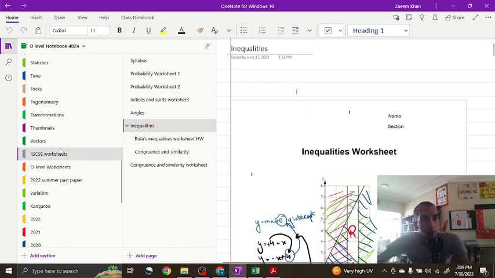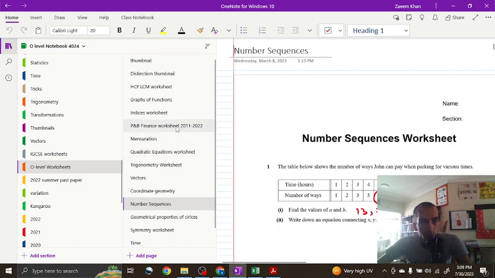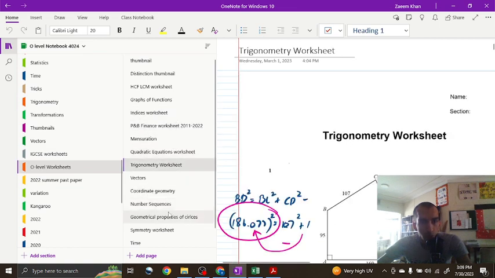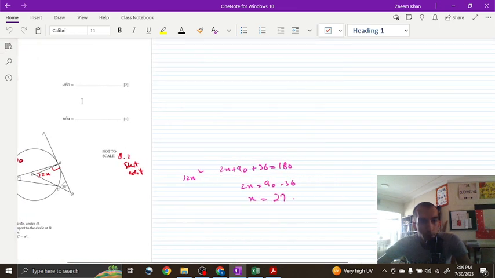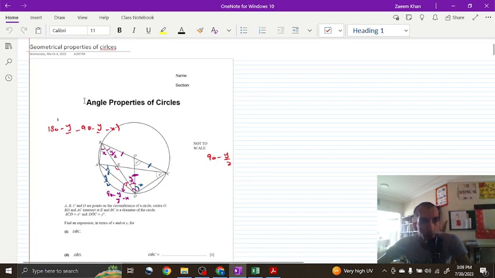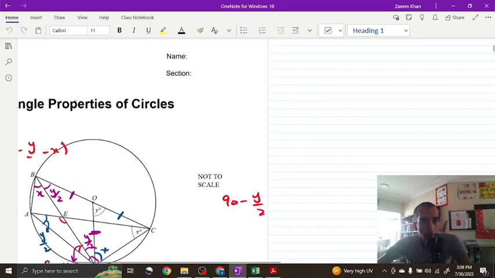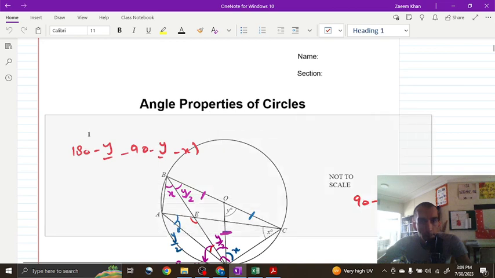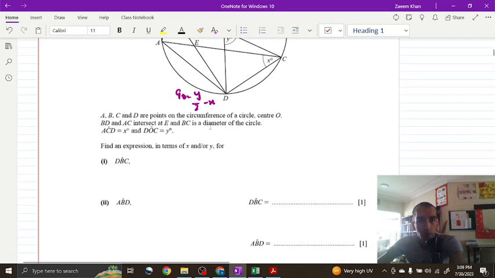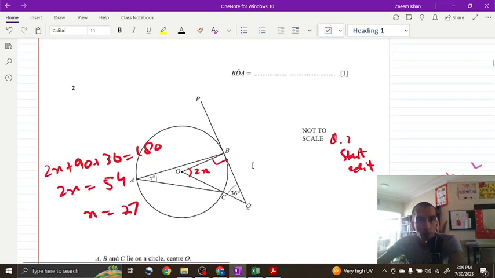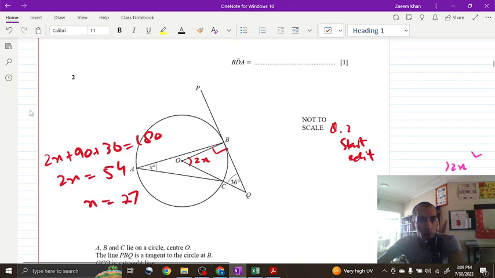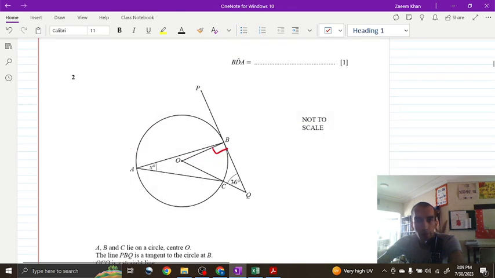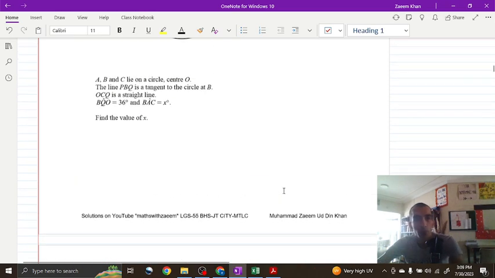Perfect. Since we chose to do the O-levels worksheet, this is on geometrical properties of circles. I'll be sending you the one which is IGCSE, right? This is a recent question, but I think that's a little tough. Let's start with question number 2 first. We'll go back to question number 1 afterwards.